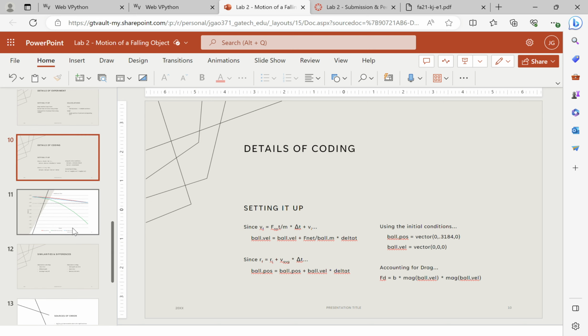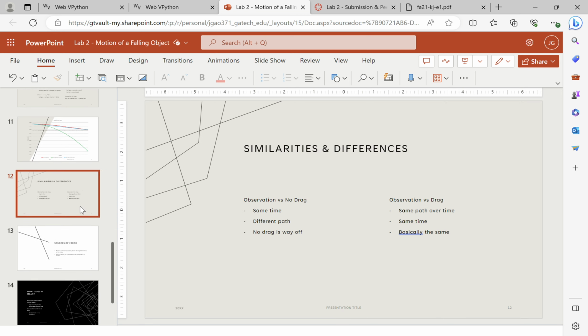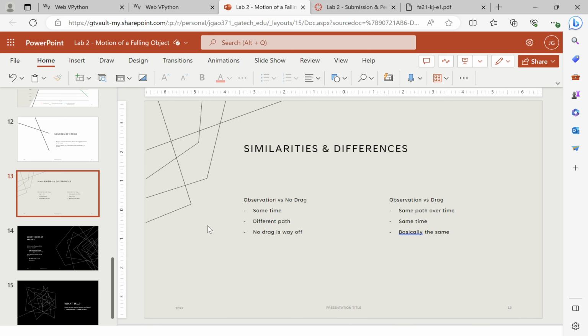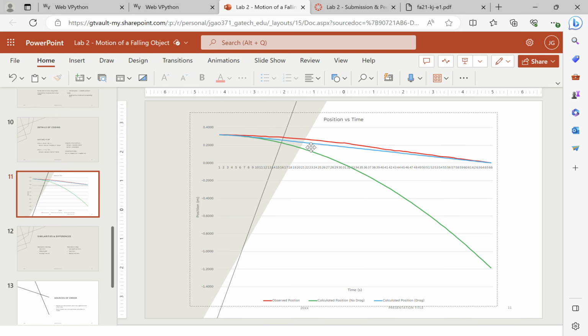And so graphing all three, as you can expect, the computational model that accounts for drag, which is the blue line, is much closer to the red line, which is my observation, than the green line, which is the model that does not account for drag. So some similarities and differences between the observation and the model with no drag is that during the same time, they had a very different path, and so the model that does not account for drag is way off. However, the model that does account for drag over the same time has a path that's really similar.